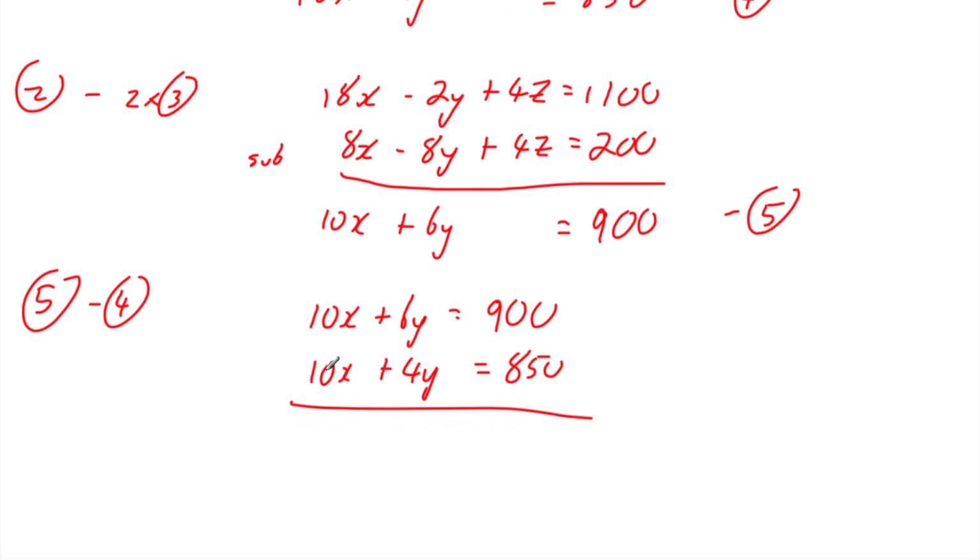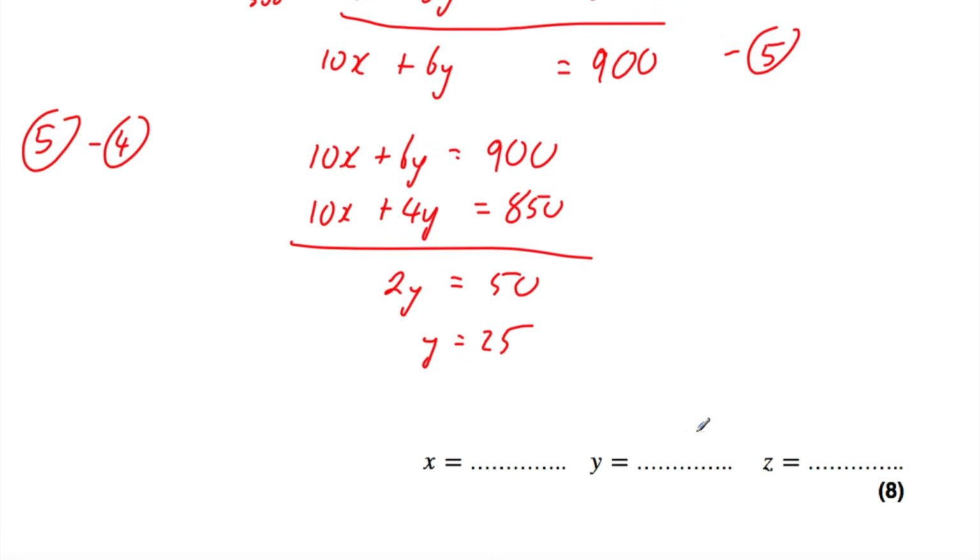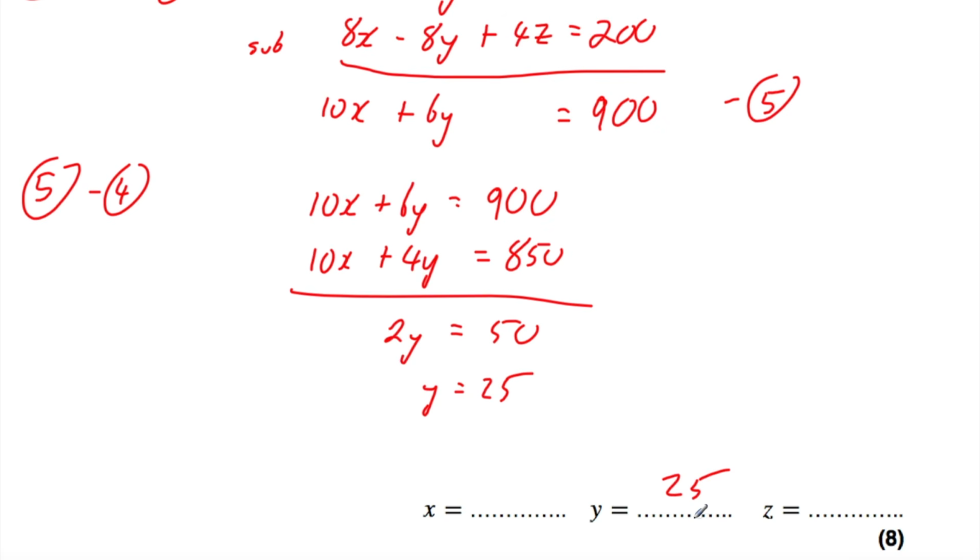So 10x's take away 10x's, so they cancel out. 6y's take away 4y's, that's 2y's. 900 take away 850 is equal to 50. And that's it, so 2y's equals 50. And then if we divide by 2, we get y's equal to 25. So that's great, y's equal to 25. Okay, now let's substitute that back into one of the other equations. So I'm going to substitute that back into equation 5, and let's see what we get.